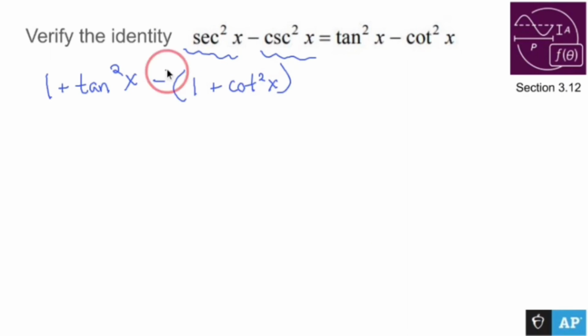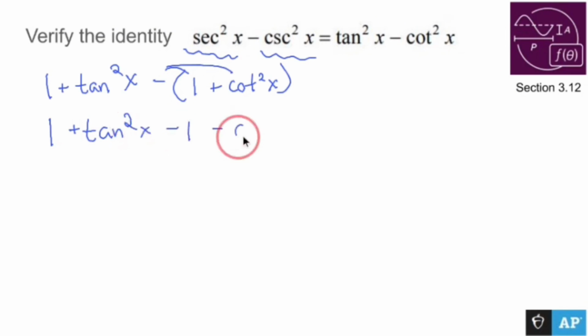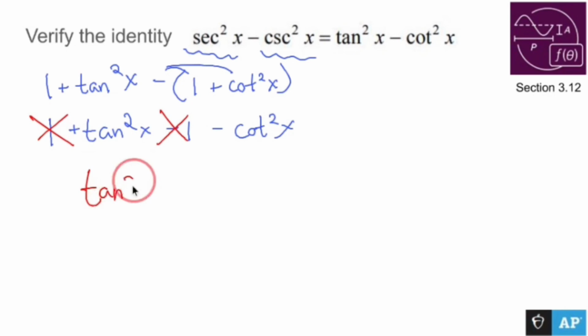Now, if I take this and distribute the negative, I now have 1 plus tangent squared x minus 1, how about that, minus cotangent squared x. The 1 and the negative 1 cancel each other out, and that leaves me with tangent squared x minus cotangent squared x, which is what I'm trying to find.